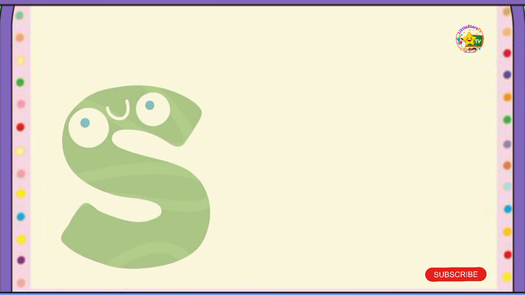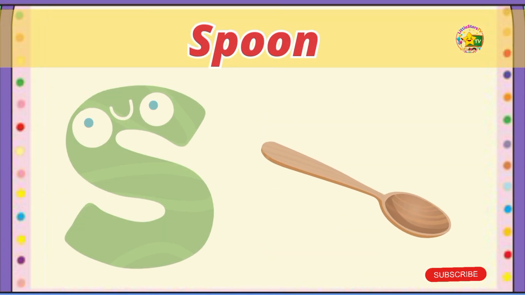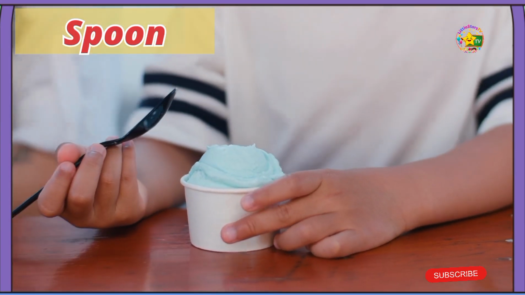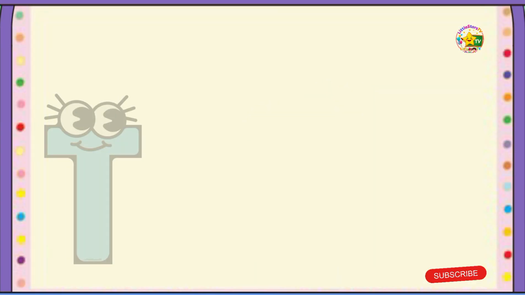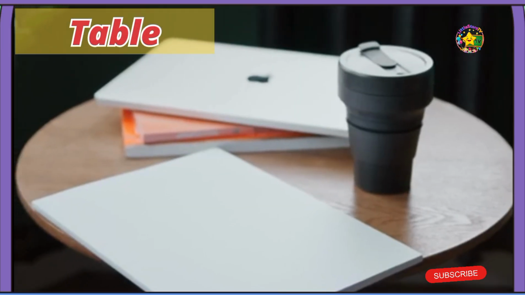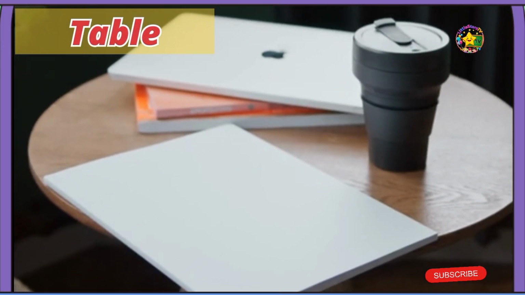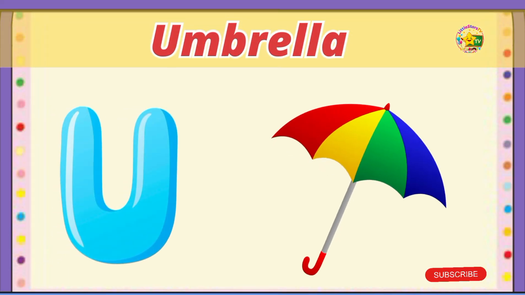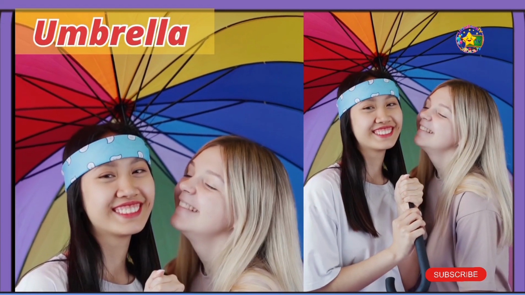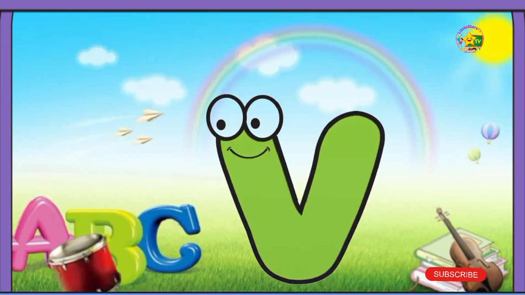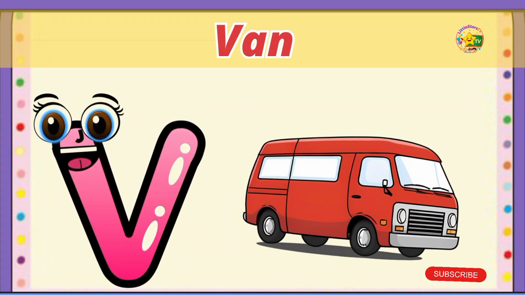S for spoon. T for table. U for umbrella. V for van.